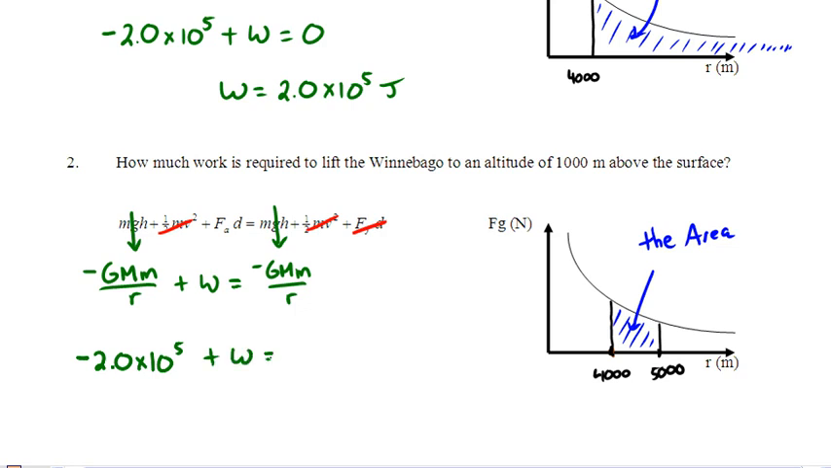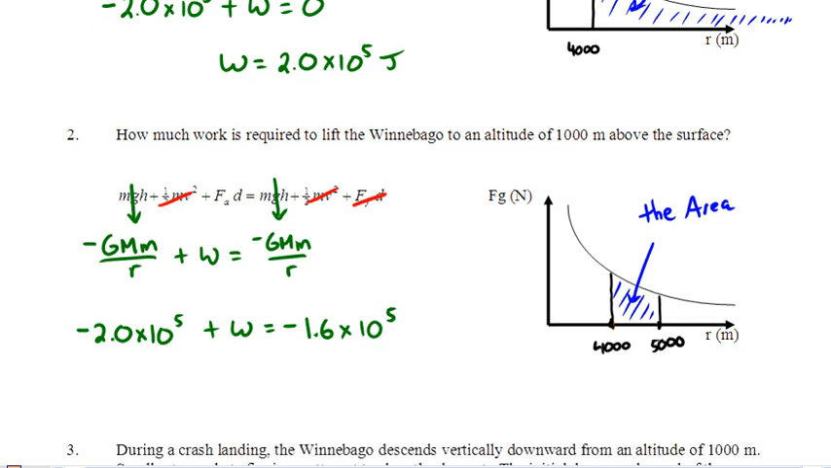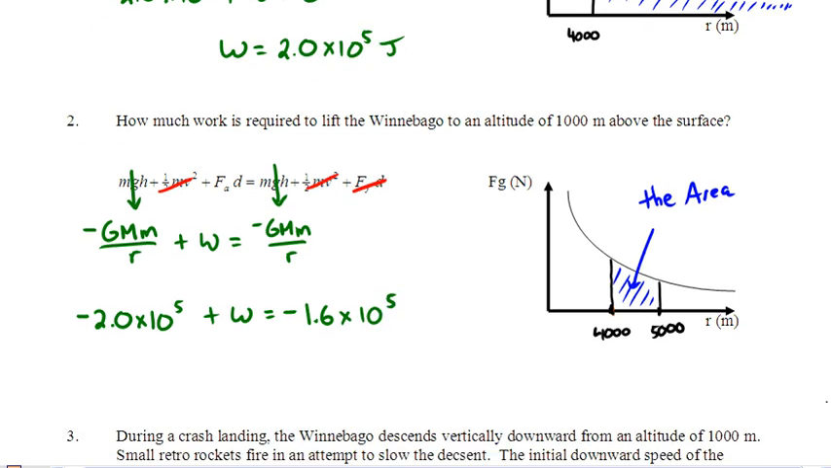Plus some work needs to get us to negative 1.6 times 10 to the 5 joules. You have to do negative GMm over r twice if you want to do this question correctly, and we did once for each of those numbers on the previous page. You can't use negative GMm over r one time and expect to get the right answer if you're lifting it from one altitude to another, if you're not going all the way to infinity. So a little subtraction here.